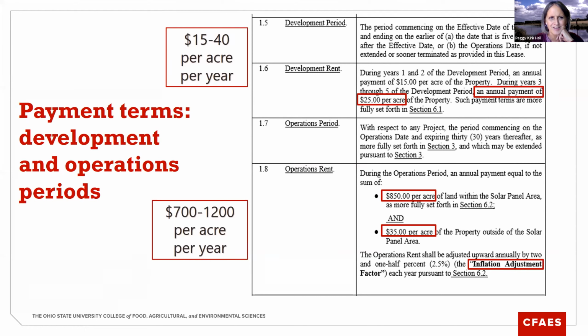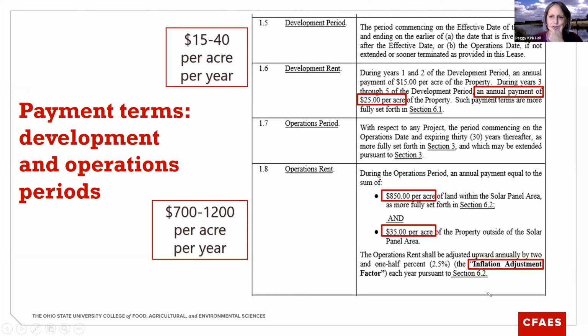And I think that's consistent, John, with you in Nebraska. This one is $850 per acre for the land inside the solar panel area. So inside the development, the energy production area, and then just a $35 per acre payment for land outside of the panel area. That would probably just be for access, minor amount of land there for that.